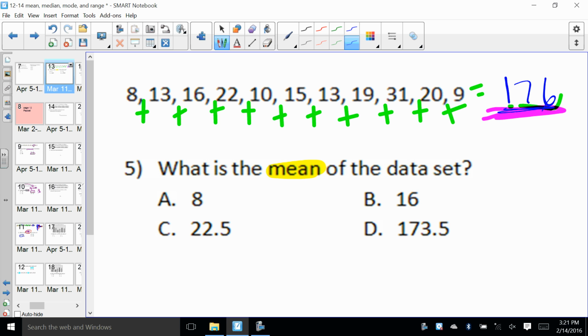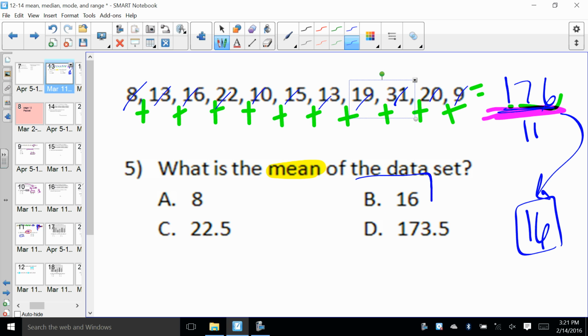All right, and then we're going to divide by how many we have. So we have 1, 2, 3, 4, 5, 6, 7, 8, 9, 10. That looks like 11 data points. So 176 divided by 11 gives me 16. So your answer for the mean should be 16. Everybody should have 16. Now, if we're going too fast here, make sure you pause that video and go back. Okay, all right, moving on to the next screen then.